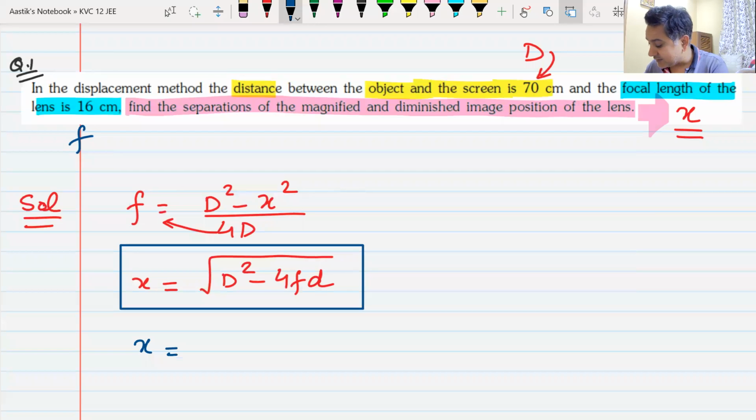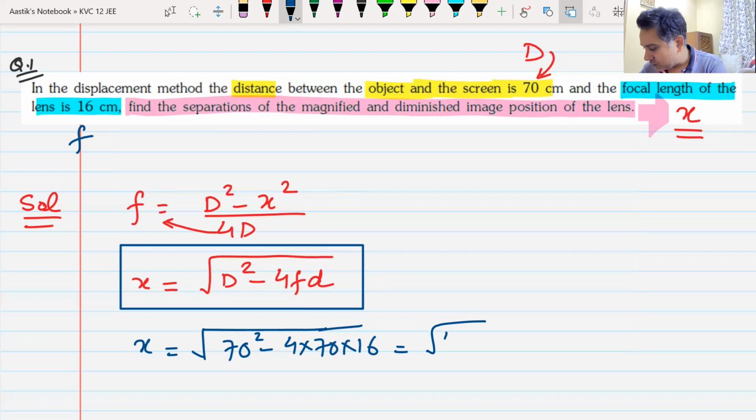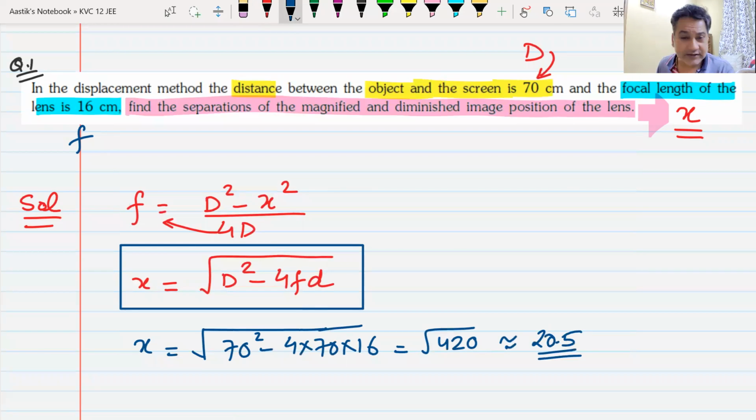So now I can get this as under root of d square, that is 70 square minus 4 multiplied by 70 multiplied by 16, whatever it comes. Someone told me it's coming as root over 420. The answer that I have is not root over 420, but the answer that I have is approximately equal to 20.5 centimeters. That is the answer that I have.